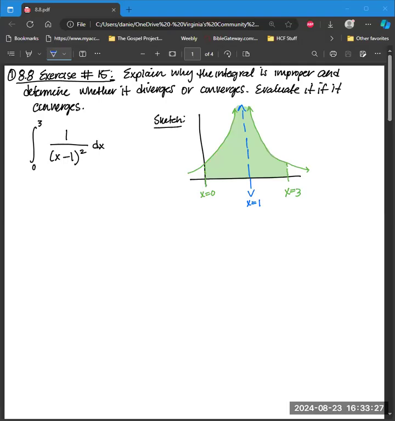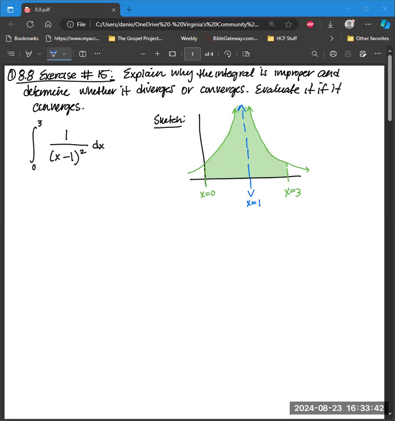In this video, we're going to talk about supplemental examples from 8.8, which covers the topic of improper integrals. Let's look at this first one: explain why the integral is improper and determine whether it diverges or converges. Evaluate it if it converges.